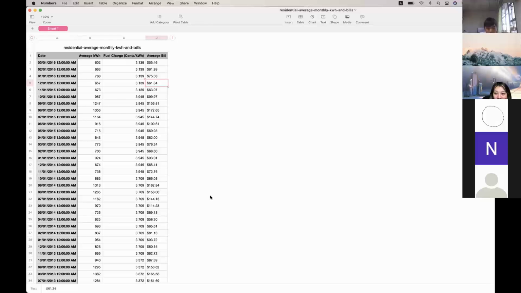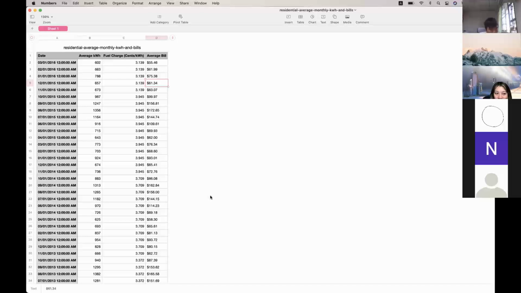And so it doesn't really matter how many children live in that house. You can have hundreds of children, you don't turn on the air conditioner. You have one person, you turn on a lot of air conditioner. The point is, you already have all the information you need in column B, kilowatt hours.